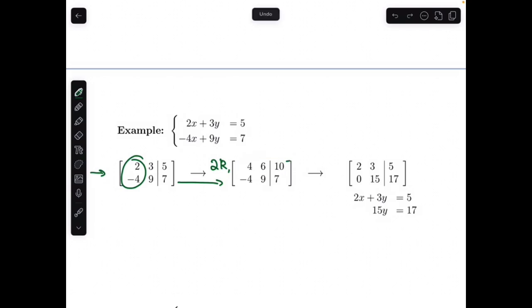And now we've got a 4 and a negative 4. In order to make a 0 out of that, we're going to add them together. So we're adding these rows. We add the 4 and the negative 4. We add the 6 and the 9, we get 15. We add the 10 and the 7, we get 17. So you're adding in all places across that row, across all the columns. And that becomes our new second row: 0, 15, 17. The top row can go back to what it was before, the 2, 3, 5.